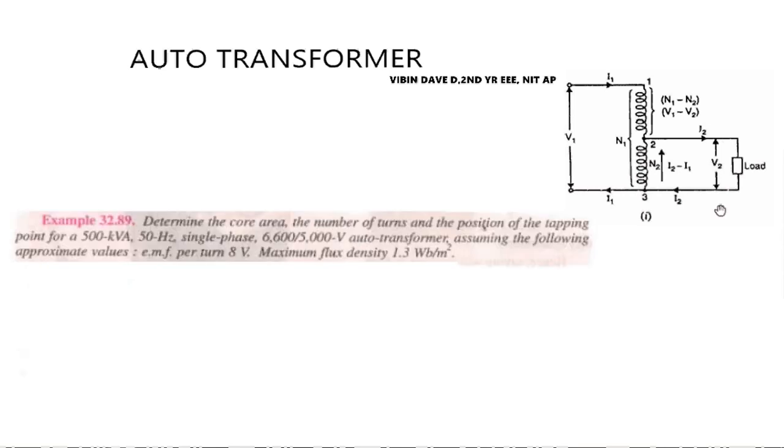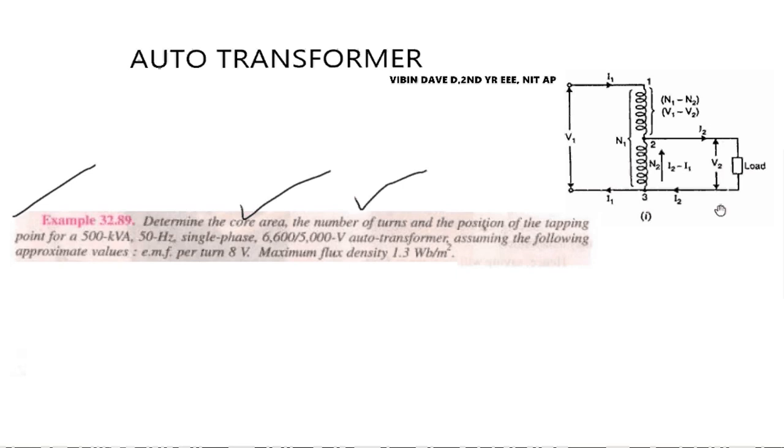Let's say this problem is solved. Okay, we are moving to the fourth question. Determine the core area, number of turns, and the position of tapping point for a 500 kVA, 50 hertz, single phase, 6600 by 5000 volt autotransformer, assuming the following approximate values: EMF per turn equal to 8 volt, maximum flux density equal to 1.3 Weber per meter square. Here we need to find the core area, number of turns, and the position of tapping point.